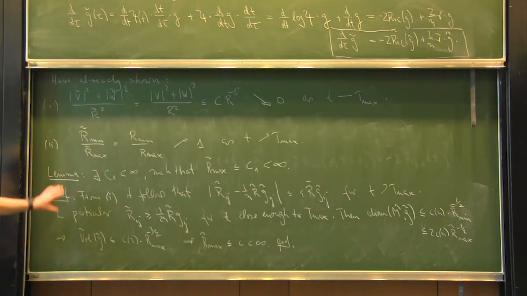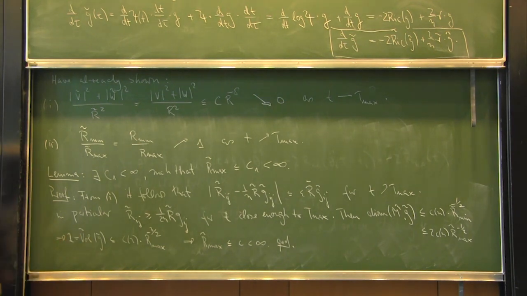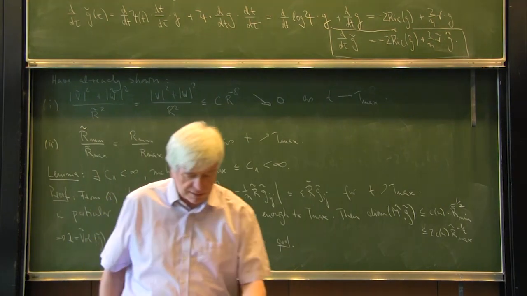So the volume, which is equal to 1, right? We have rescaled things such that the volume is equal to 1. So the lower bound on the volume gives us a upper bound on the scalar curvature.